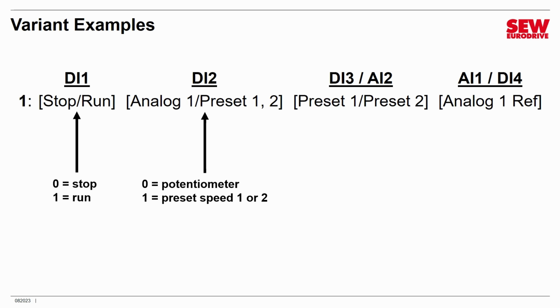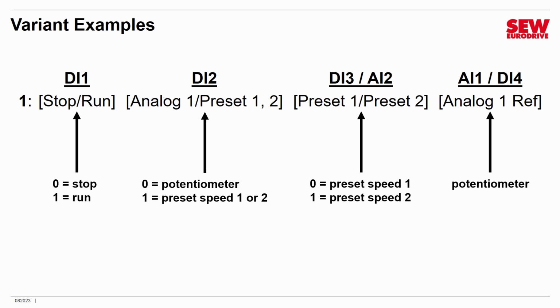Digital input 2 selects between the potentiometer and 2 preset speeds. So if you have the switch off, the potentiometer will control the drive. If you have a 1 in there, you will be able to have one of 2 speeds, and that is what the third input does. It selects between those 2 speeds. If it's 0, you'll get the first speed. If it's 1, you'll get the second one. And then, of course, again, that fourth input is connected up to the speed control potentiometer.